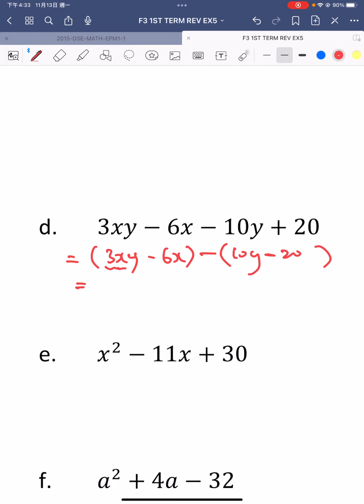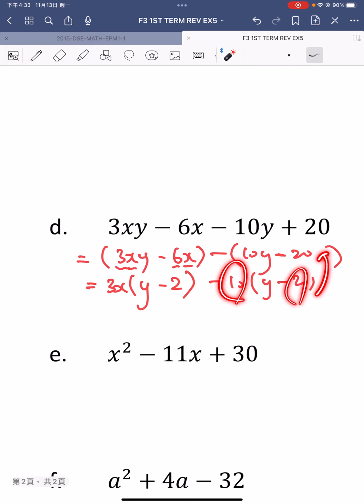We have 3, we have x, we have 3 here, we have x here as well. So after we take out the 3x, what we are left with is y, and then 6 taking out 3, what we have is 2, and x is being taken out. So what we are left with is just y minus 2. And then from this 10y and 20, the common factor must be 10. So we take out a 10, and 10y take out 10, we just have y left. 20 take out 10, we still have a 2 here, because 10 times 2 gives you 20, isn't it? And then 3 times 2 gives you the x.